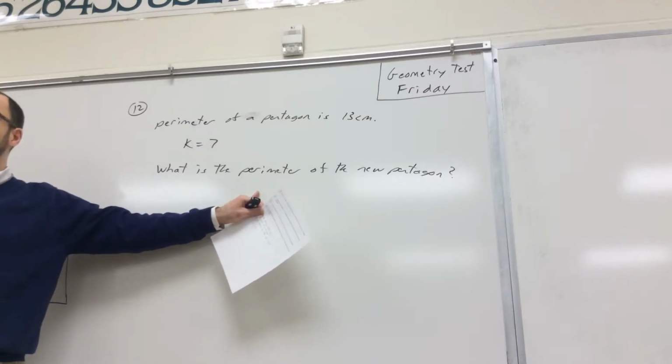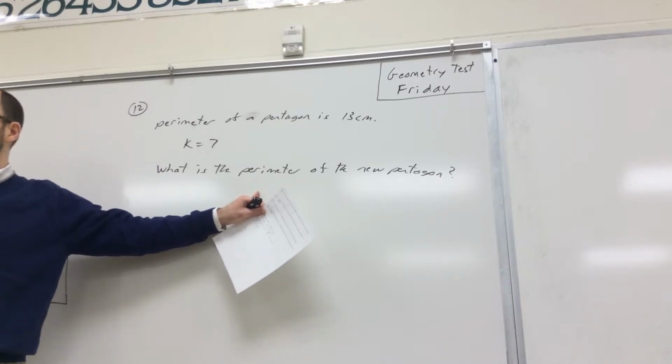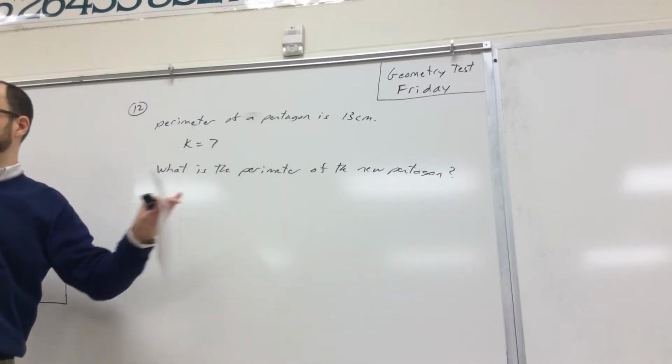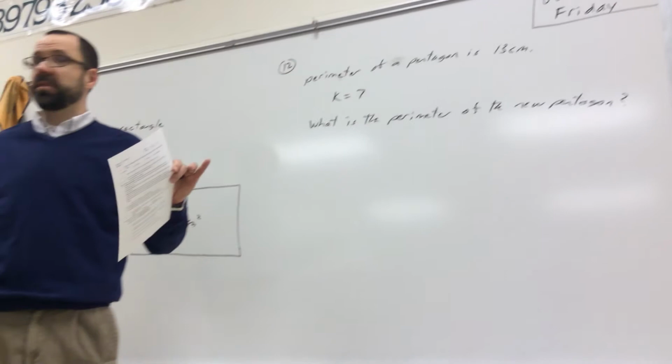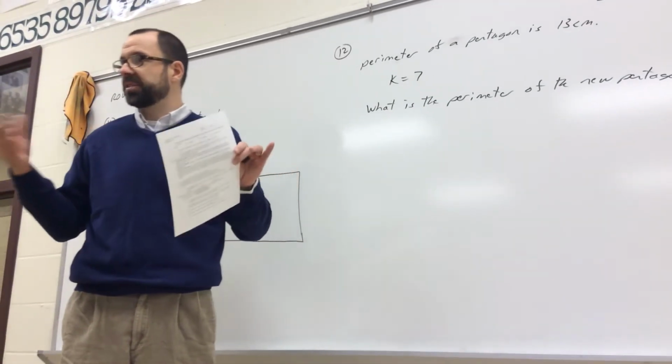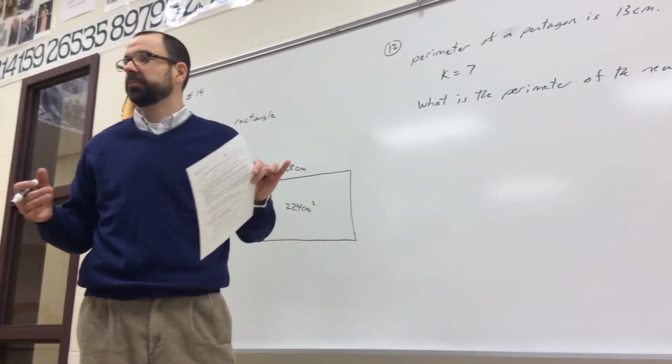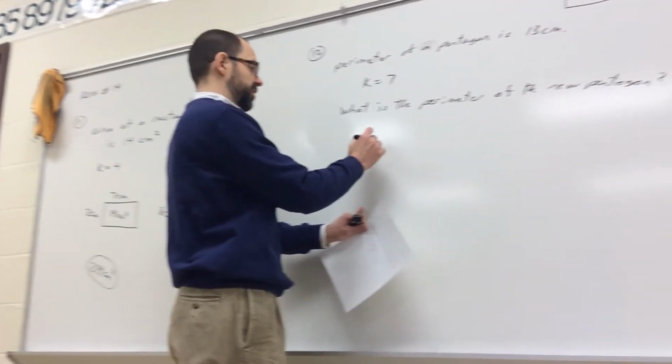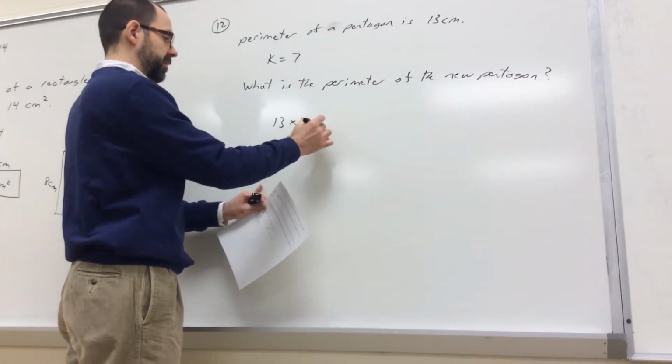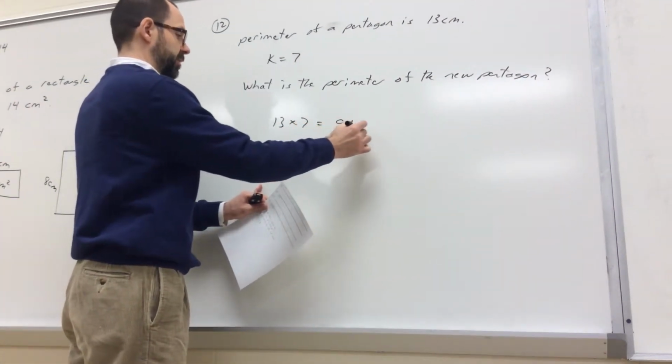That's good. So this is perimeter. So the perimeter is going to be 7 times bigger. So your gut reaction on this problem is correct. If the sides are all 7 times bigger, then adding up all the sides is going to be 7 times bigger. All right, so this is easier. You just have to take 13 times 7, and that's 91.